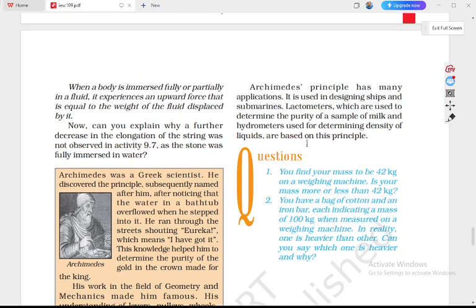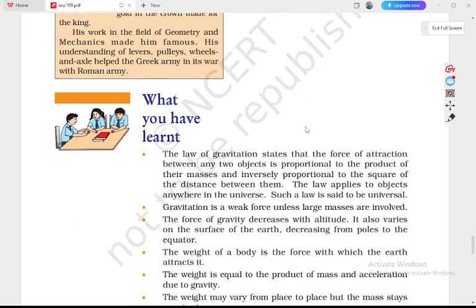Right? Archimedes' principle has many applications. It is used in designing ships and submarines. Lactometers, which are used to determine the purity of a sample of milk, and hydrometers used for determining the density of liquids are based on this principle. Right? These are the various activities.